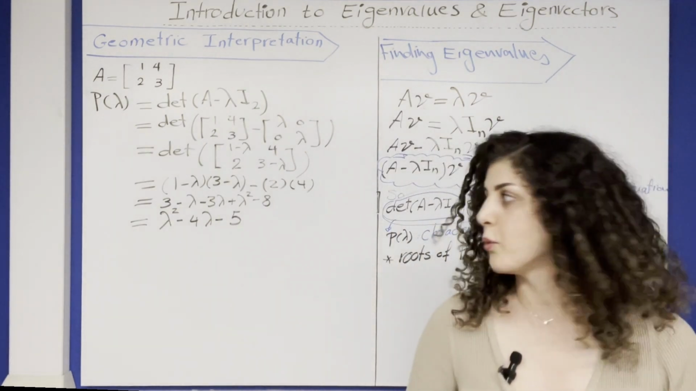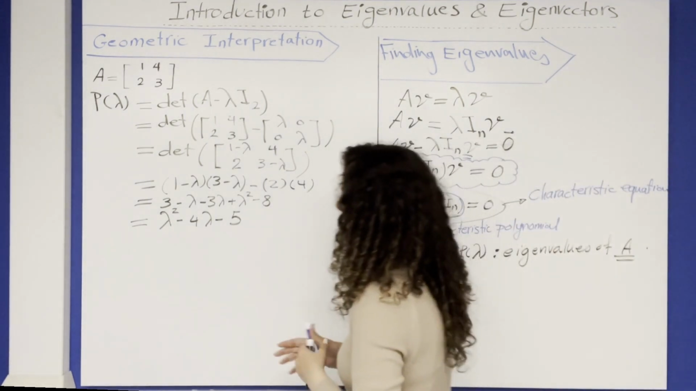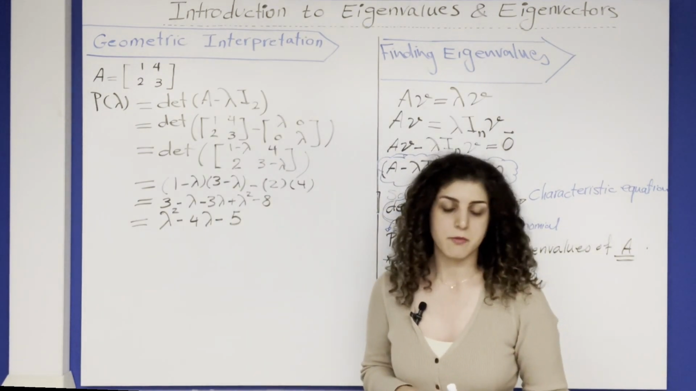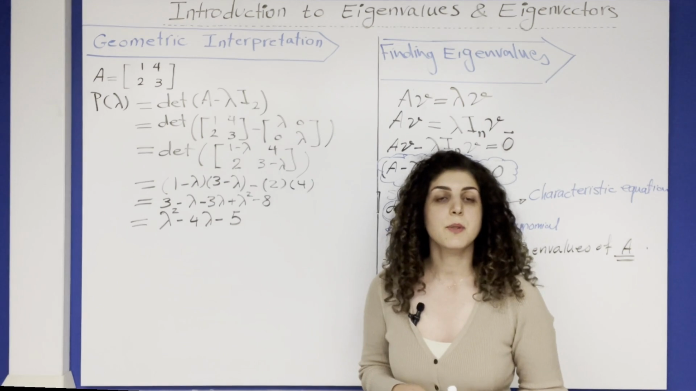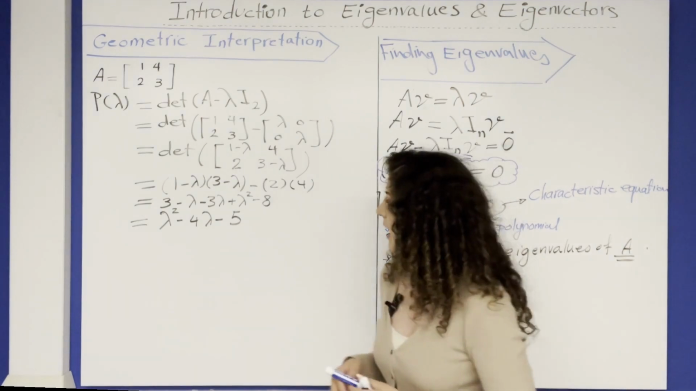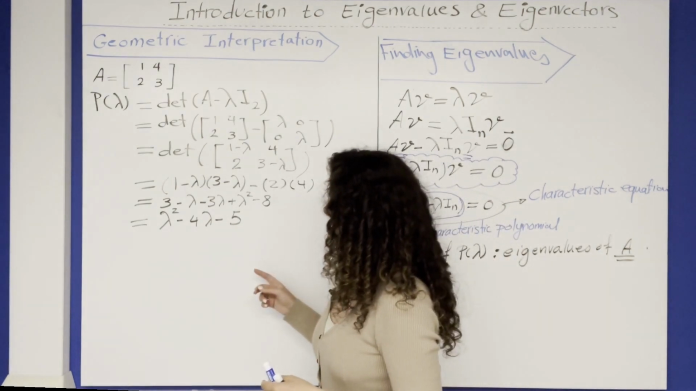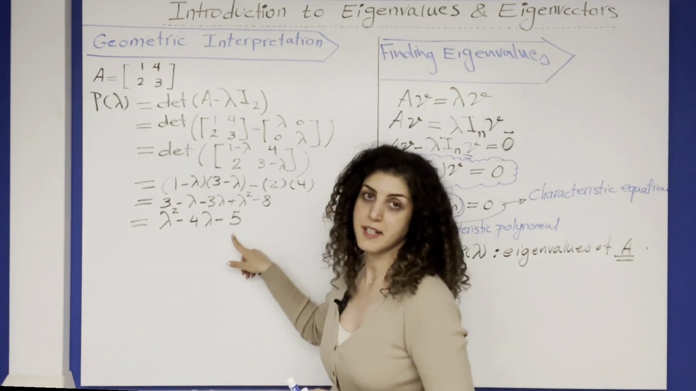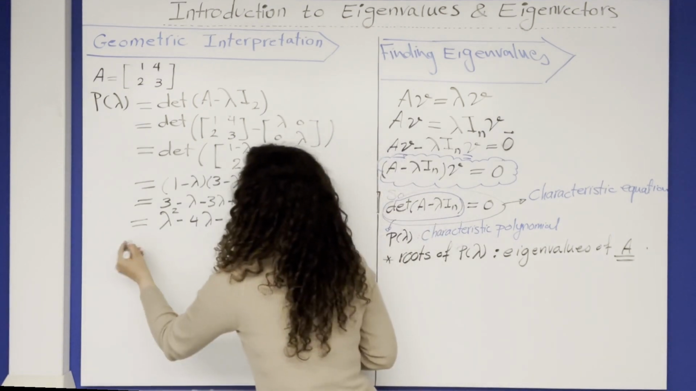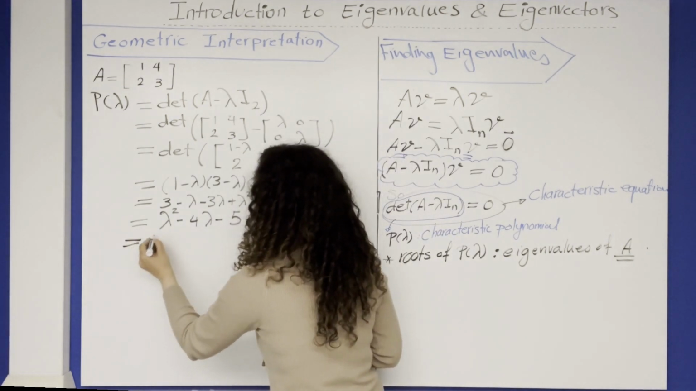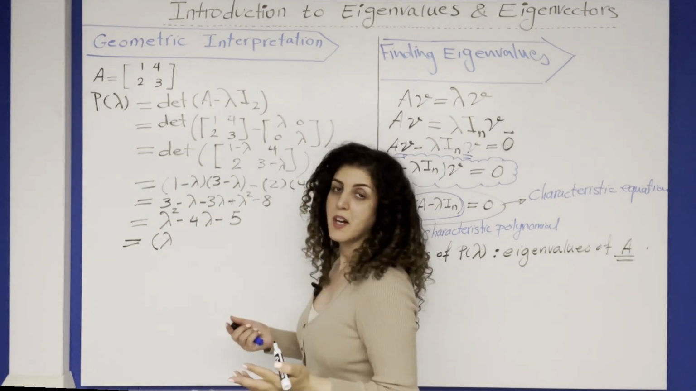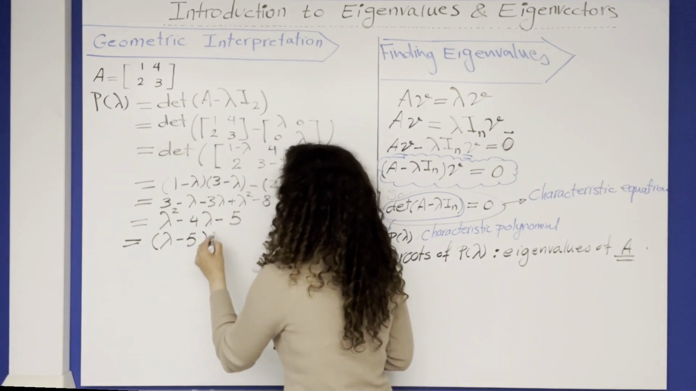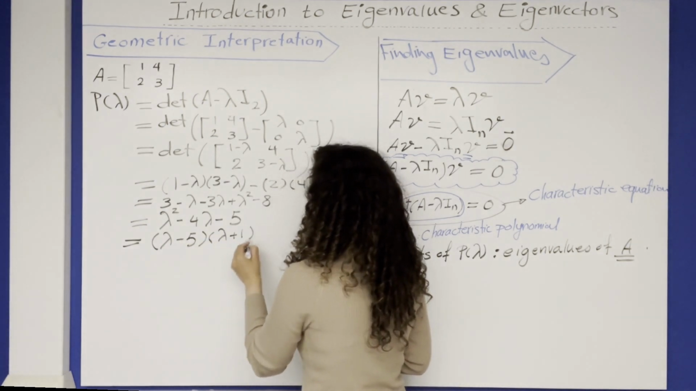So here I have a quadratic polynomial, right? And I know how to find the roots of this quadratic polynomial. Either I can use the quadratic formula, or I look for two numbers whose sum is -4 and whose product is -5. So those two numbers are -5 and +1, and I can write this as lambda minus 5, lambda plus 1.